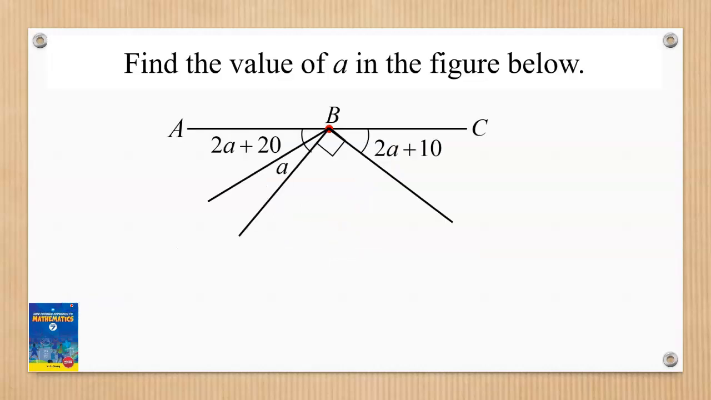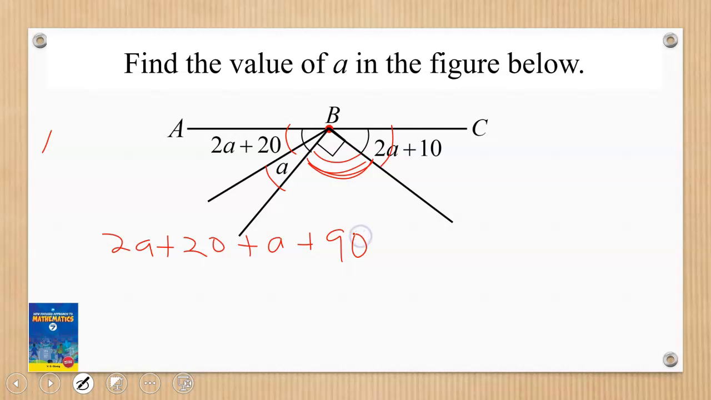Now let's use this idea to solve questions. Let's say we have a question like this. Find the value of A in the figure below. We can see that this angle plus this plus this plus this are all on the straight line. So we can write 2A plus 20 plus A plus, know that this angle is 90 degrees because the symbol shows that it is 90, then plus 2A plus 10. All should give us 180.